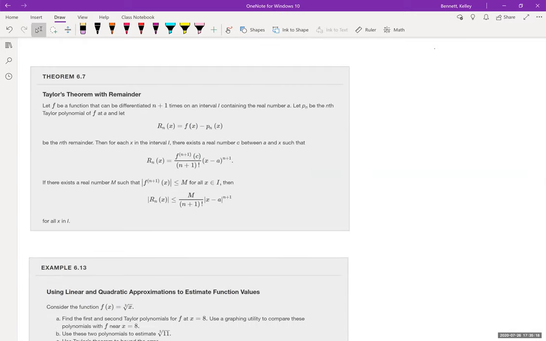So in the next video, we're going to start on Taylor's theorem for the remainder, and then using Taylor series to approximate functions at a certain point.